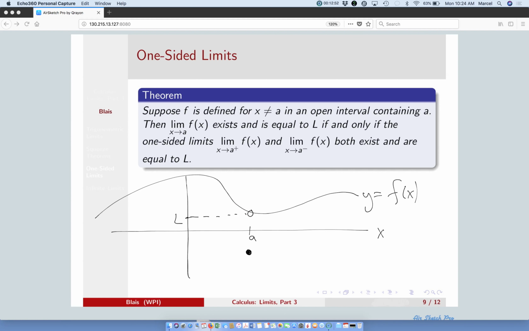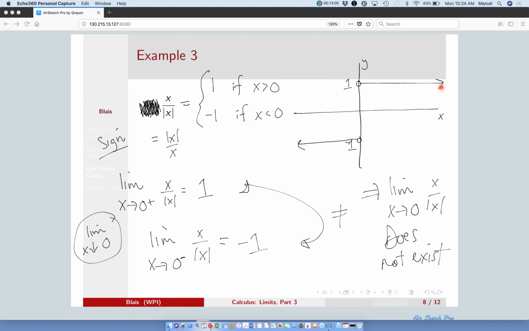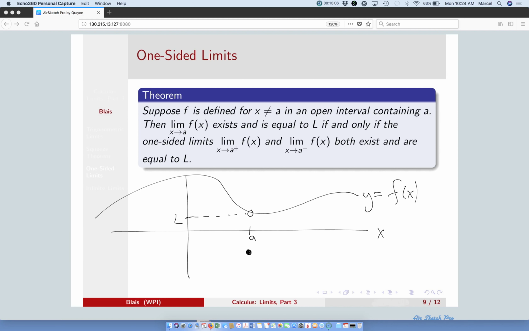And that's going to be the same thing as the overall limit also being L. So the way that you typically use this is like we did in the previous example, where if you get different one-sided limits, you can conclude that the overall limit does not exist. That's the most common application of this theorem. But it's a fairly intuitive idea. For the limit to exist, it has to be the same coming from each side.